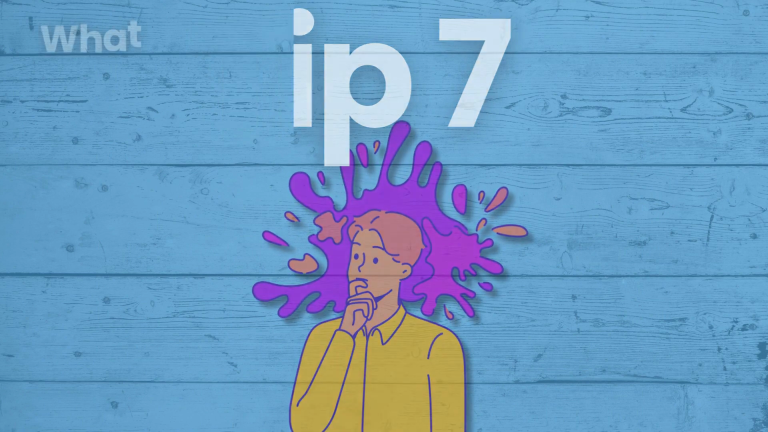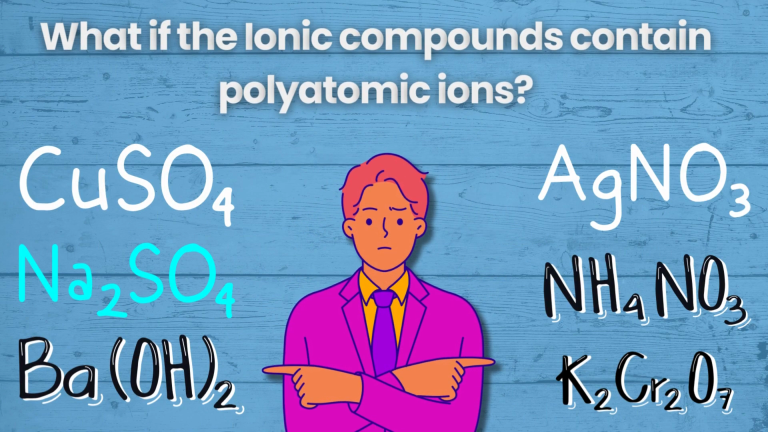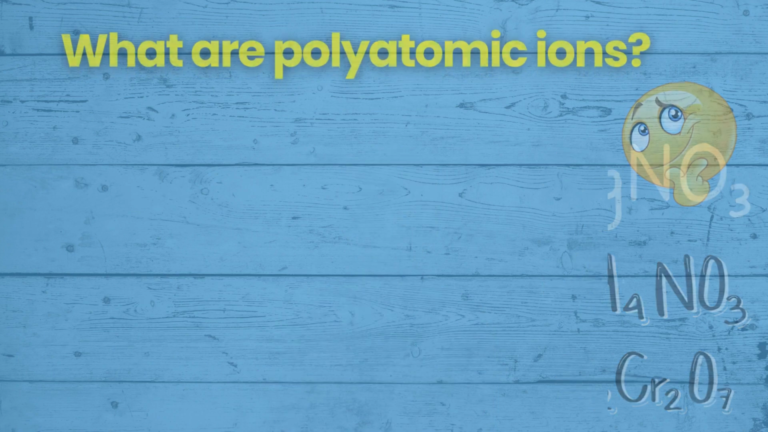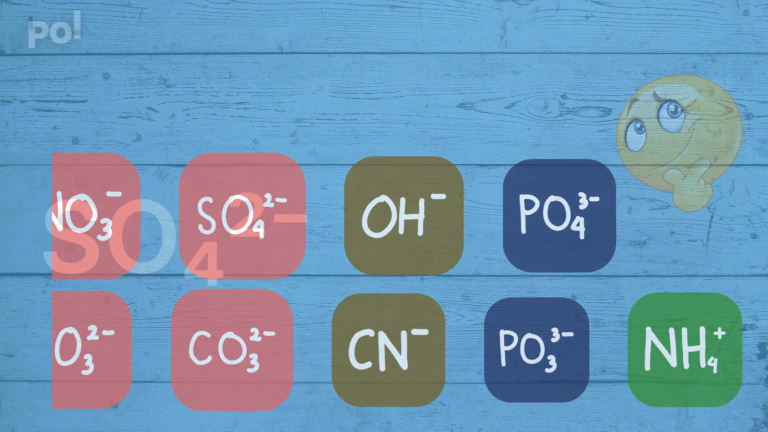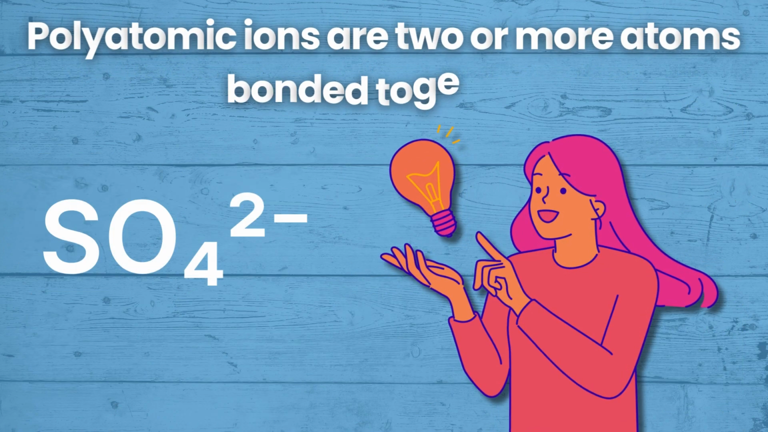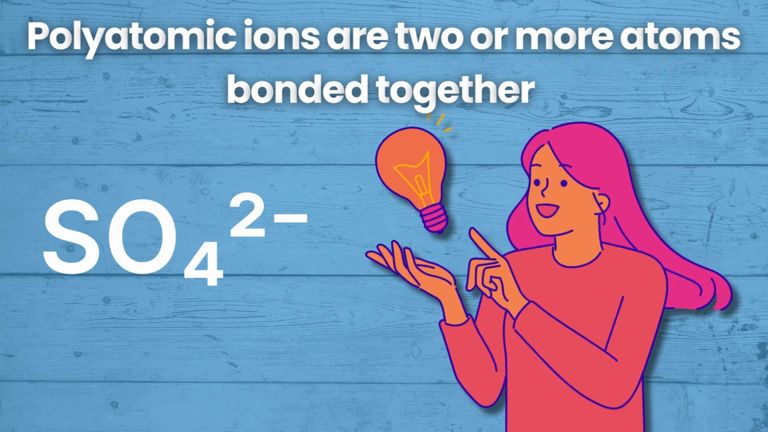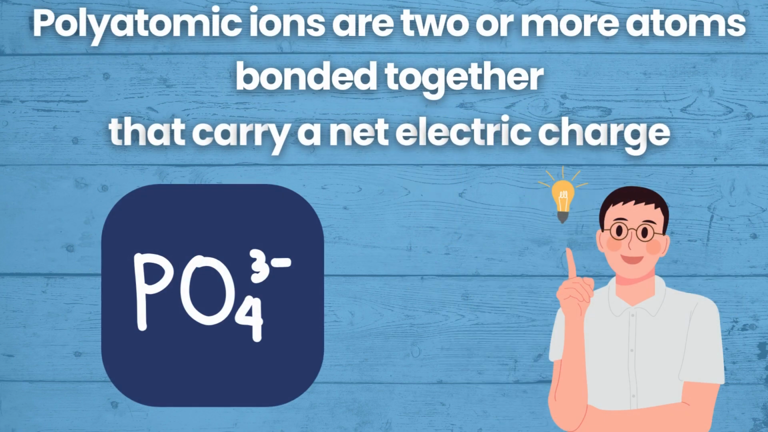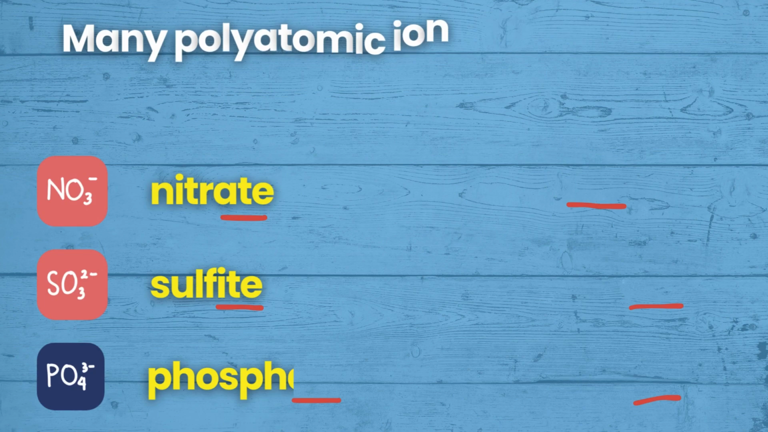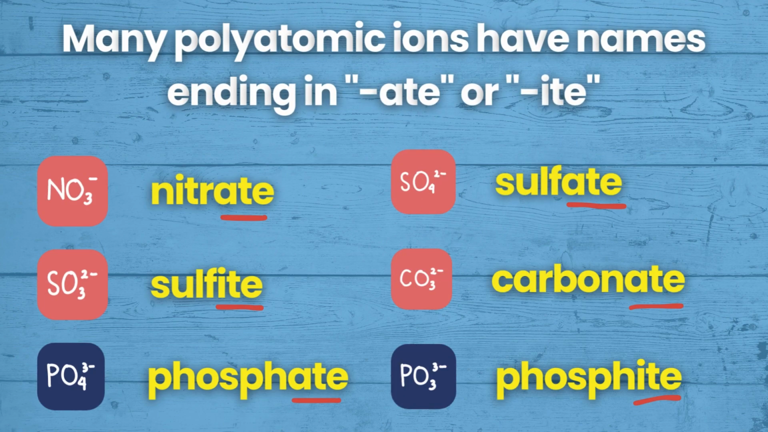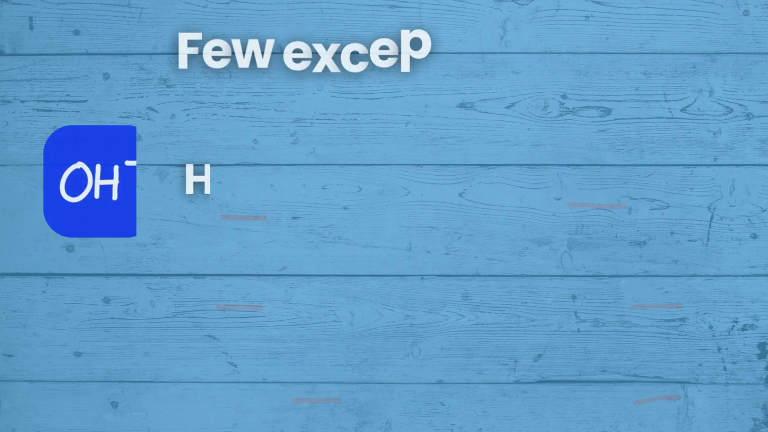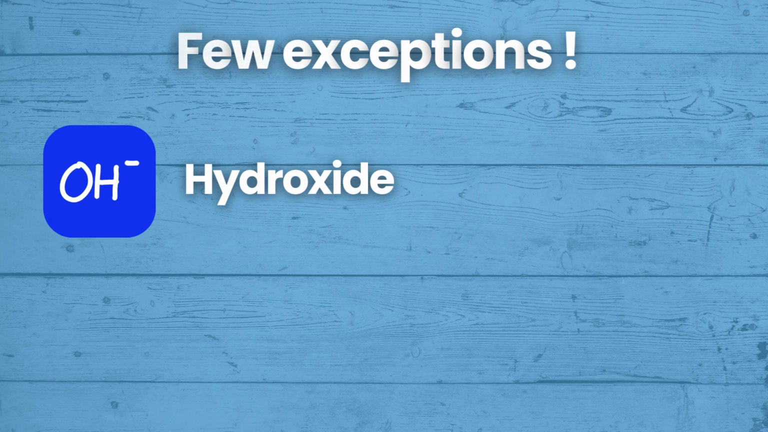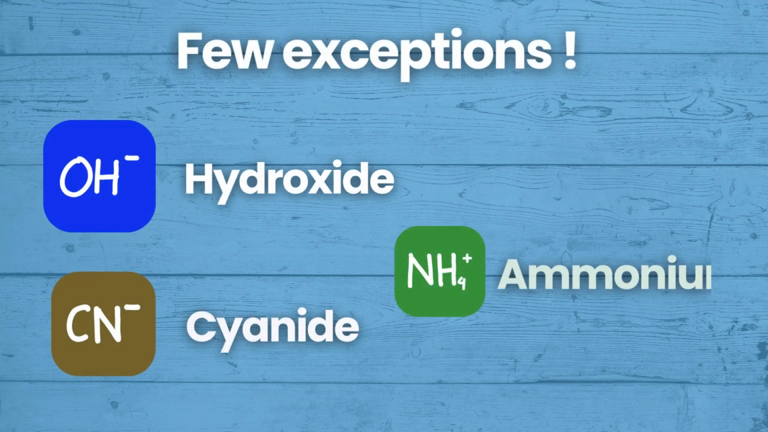Tip 7. What if the ionic compounds contain polyatomic ions? So what are polyatomic ions? Polyatomic ions are two or more atoms bonded together that carry a net electric charge. Many polyatomic ions have names ending in ate or ite. Few exceptions are the hydroxide, cyanide, and ammonium.